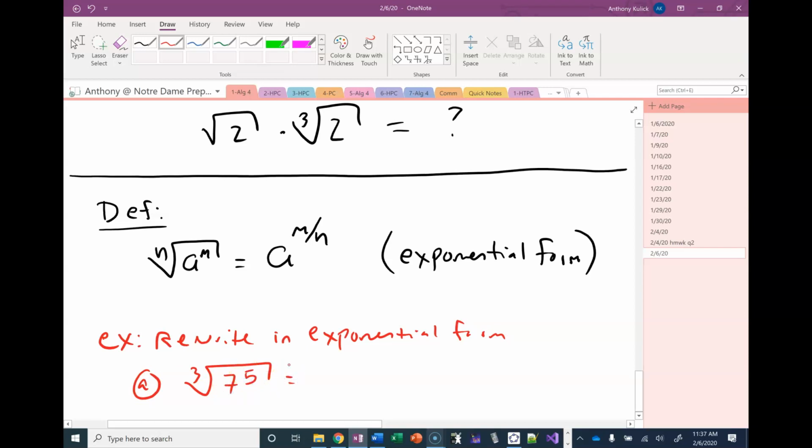So let's say I want to rewrite the cube root of 7 to the 5th in exponential form. How would I do that? So 7 to the 5/3. Everybody okay with that? So you have to remember that the index for the radical is the denominator in the exponent. Is kind of the trick, right?